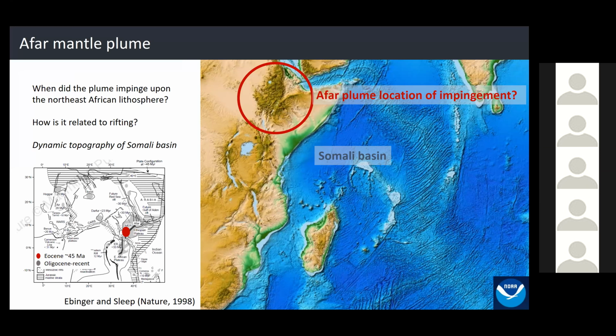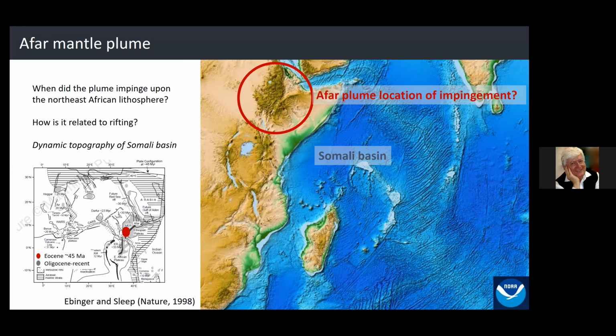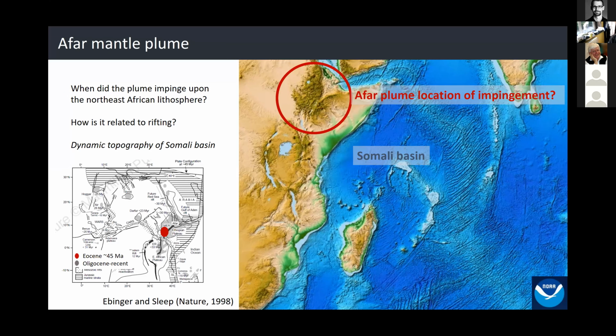The map that you see towards the left is a map of northeastern Africa, and it shows in the red dot Eocene, so rather old, volcanism in northeastern Africa. That red dot is actually located within this Afar plume impingement zone. So the question is whether this Eocene volcanism is associated with the Afar plume or not. And in the grayish areas on the map towards the left, you can see Oligocene to more recent volcanism.